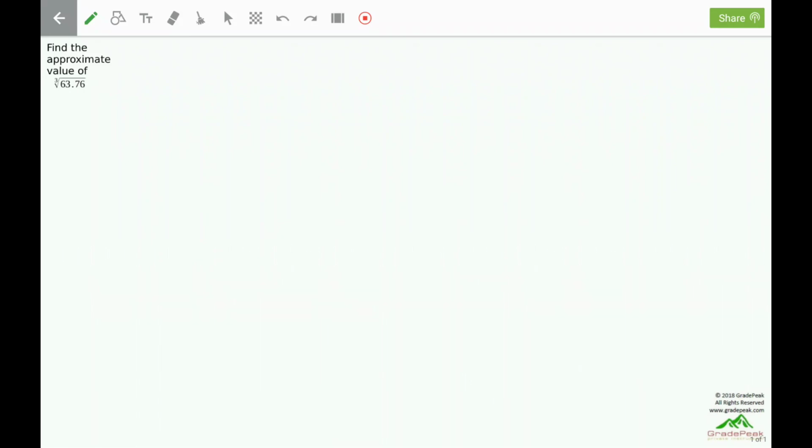Find the approximate value of the cubed root of 63.76. The first thing to do is identify the x value that is being operated on. That will be x equals 63.76. The next thing to do is identify the function that is evaluating upon it and call it f of x. Since it is the cubed root of 63.76, f of x will be the cubed root of x.